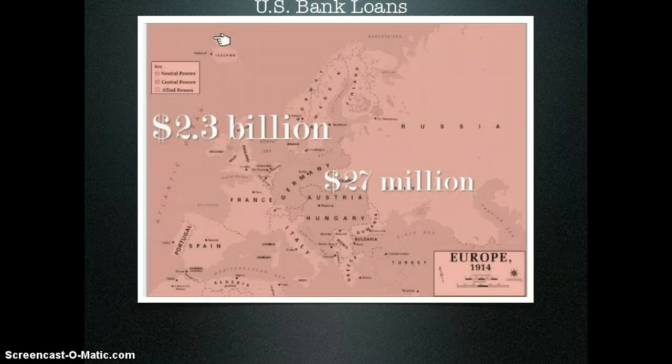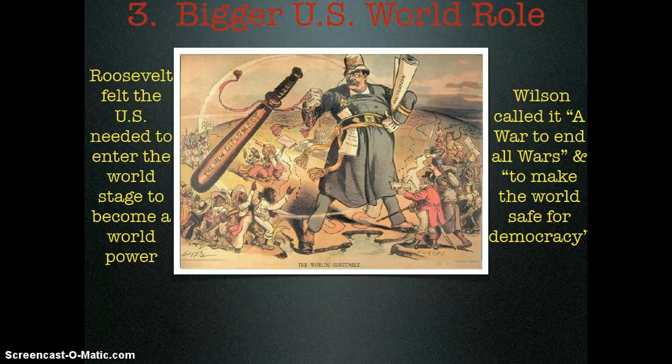We also can equate this to bank losses. So this point could be further emphasized by how much we loaned to the Allies. $2.3 billion were loaned to the Allies versus $27 million which were given to the Allies of the Triple Alliance. So if these loans were not repaid, it could also lead to bank failures for the United States, a major economic impact.